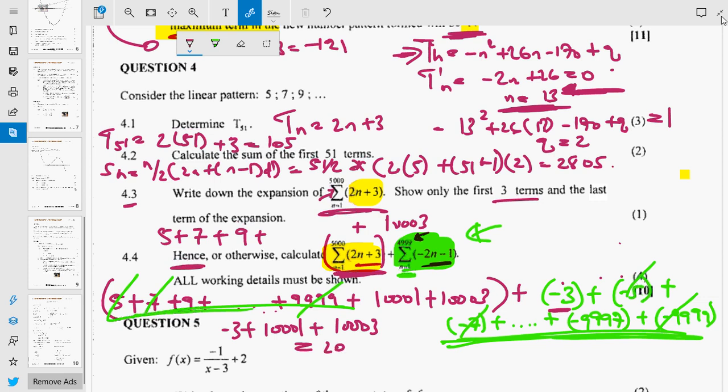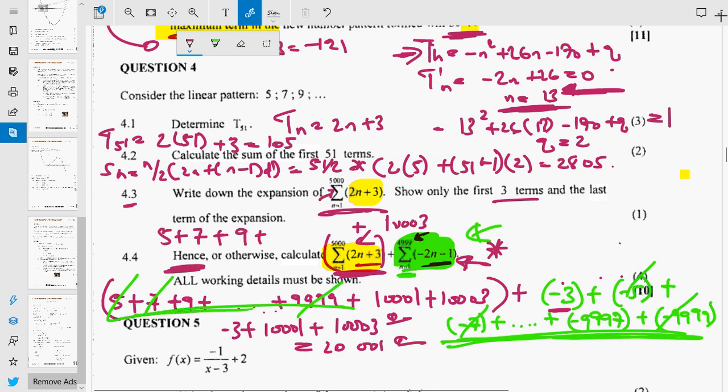There you're going to get 20,001. Okay, maybe this was a tricky question, but if you couldn't understand what is happening, you could have used your sum formula, which is a little bit longer. Hence, they said "hence or otherwise." So it's a matter of expanding this and expanding this, cancelling the same terms, and taking the terms that didn't cancel and adding them to get this answer here. Okay. I think that was a beautiful question.